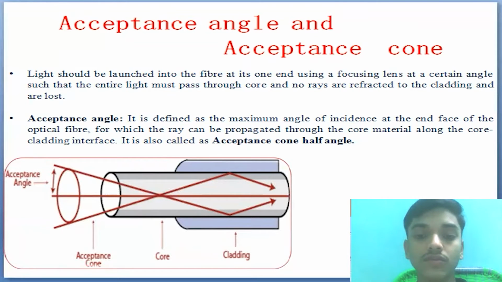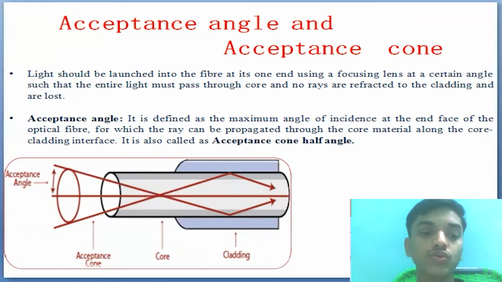So now we know what the acceptance angle is. Acceptance angle is also defined as theta equals sine inverse of numerical aperture. That is the acceptance angle; it means it is the maximum angle of incidence.